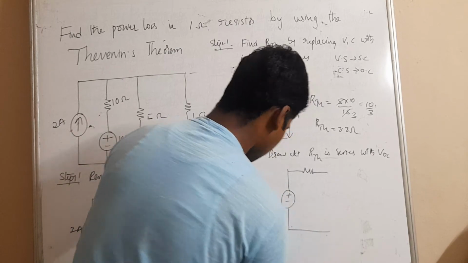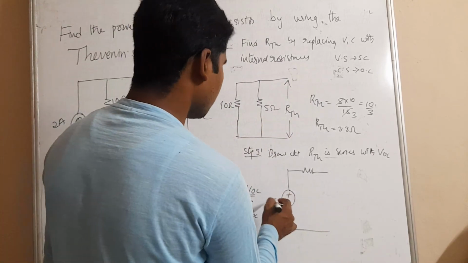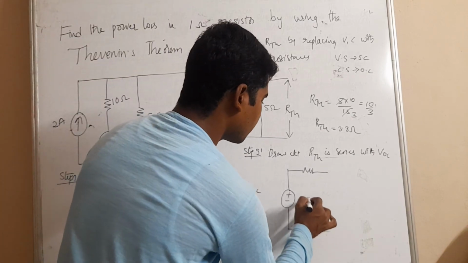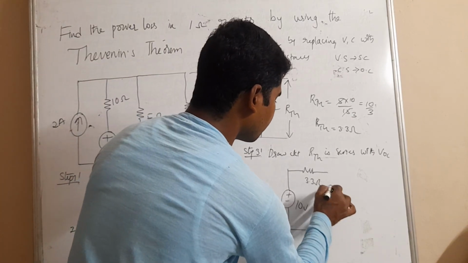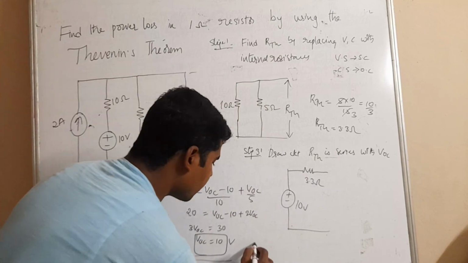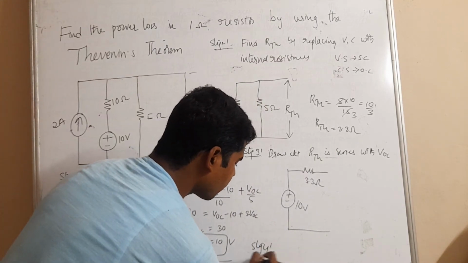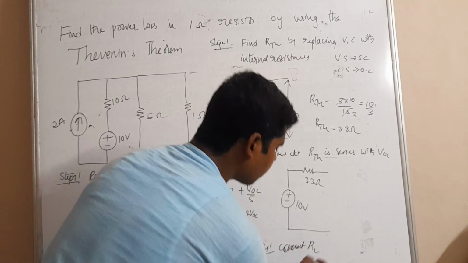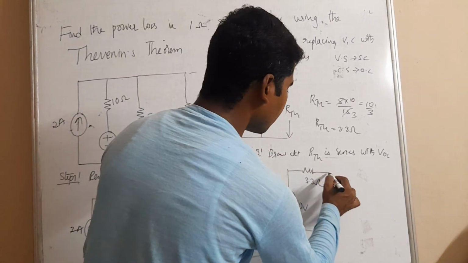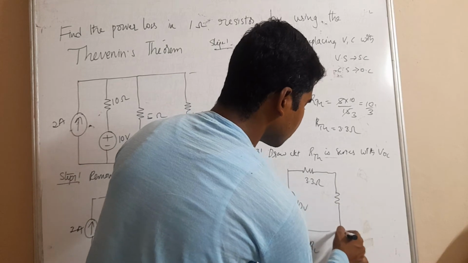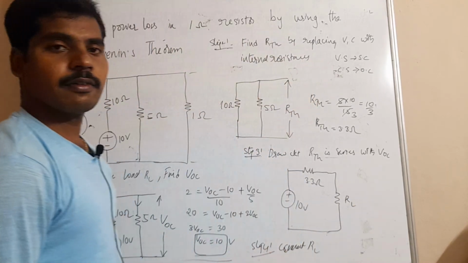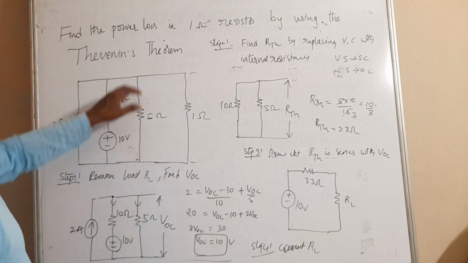What is the voltage we are getting here? That is nothing but 10 volts. And this is 3.3 ohms. The fourth step is step number 4: connect RL to the circuit. What is the RL value here? 1 ohm resistance. This is the RL. So this is the equivalent circuit diagram for Thevenin's theorem.